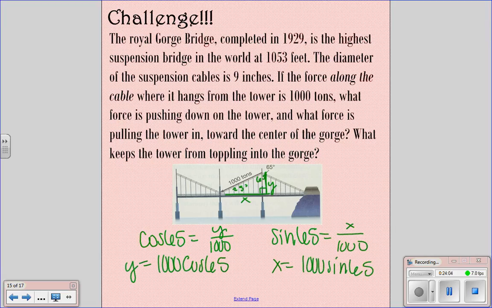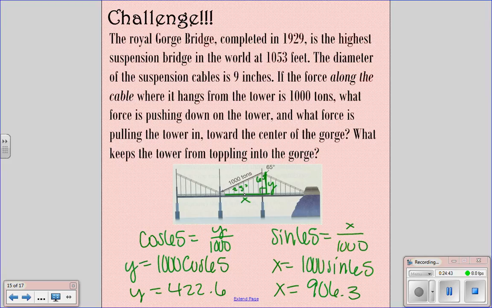And so if you plug that into your calculator, your y value would be 422.6, and your x value would be 906.3. And so pushing down on the tower would be this 422.6. Pulling the tower in is 906.3 tons. So if you wanted to use the 25, then you could. You would just have slightly different equations set up.